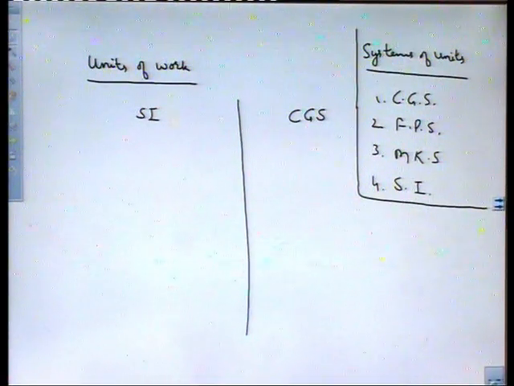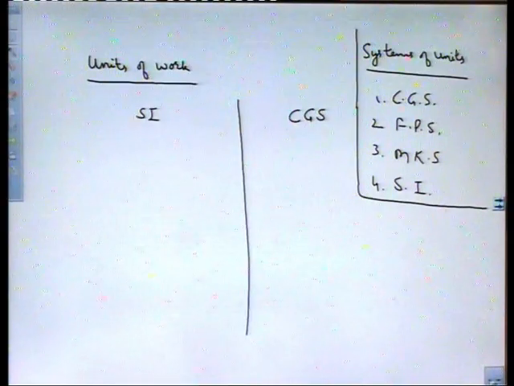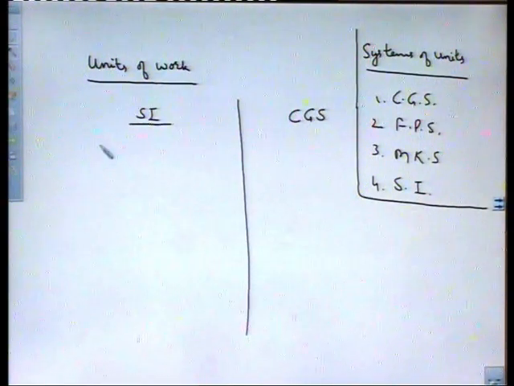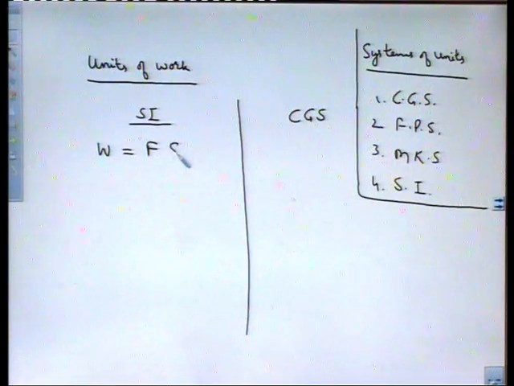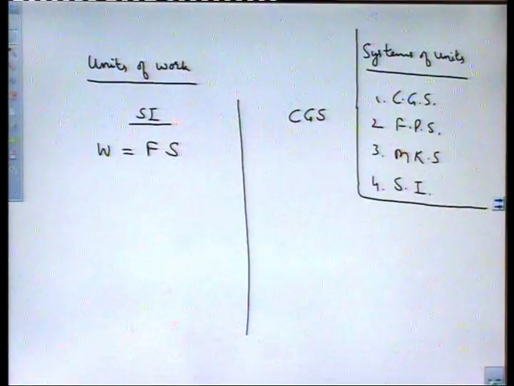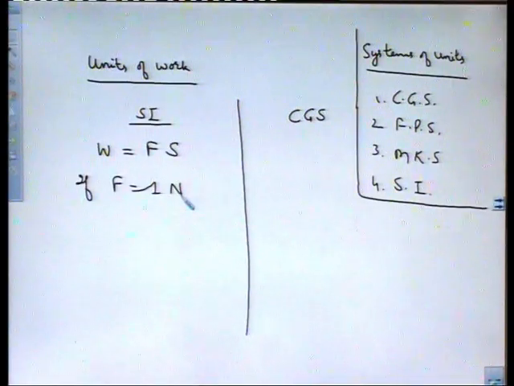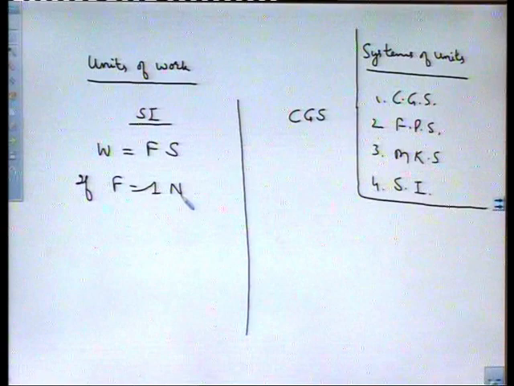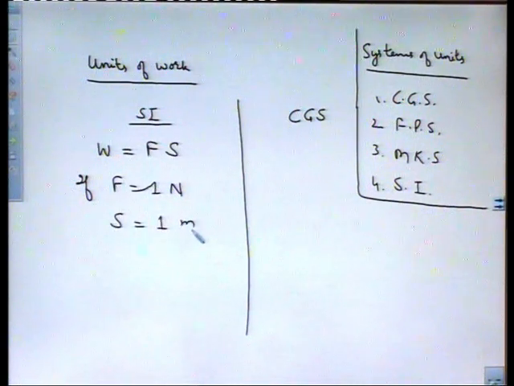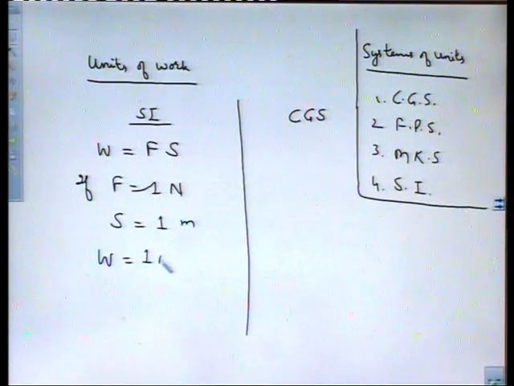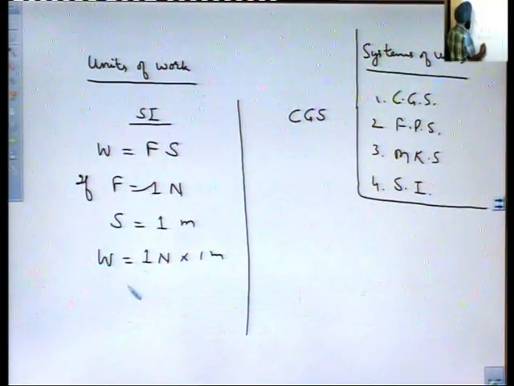These are the four systems of units which we use for measurement of different quantities. The first three systems are for length, mass and time, and the fourth, the SI system, is for 7 basic quantities. In SI, we will have the units from this formula: work is equal to F into S, force into distance. If force is 1 Newton, S is equal to 1 meter, then work is equal to 1 Newton into 1 meter, and this is called 1 Joule.